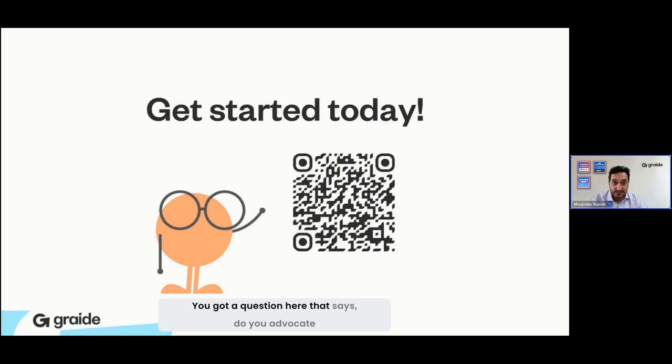You've got a question here that says, do you advocate that the product is used as a co-pilot to the human academic pilot rather than the sole marker? Yeah, absolutely. For multiple reasons. When we look at the guidance given by the bodies and the governments, people are specifically telling people to have human-in-the-loop approaches.